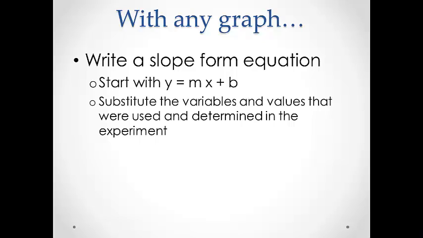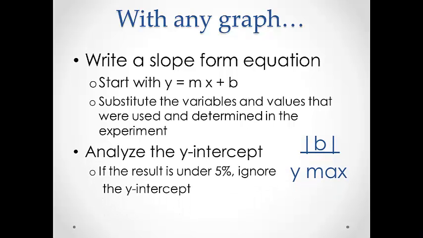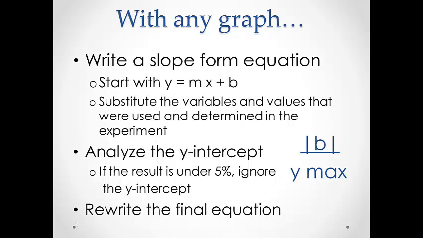So with any data that we graph from our lab, the first thing we want to do is write a slope form equation. Start with the y equals mx plus b form, and then substitute in the variables and the values that were used and determined in the experiment. We then want to analyze the y-intercept to see if we can ignore it. If the result of this analysis is under 5%, we can ignore the y-intercept and then rewrite the final equation.